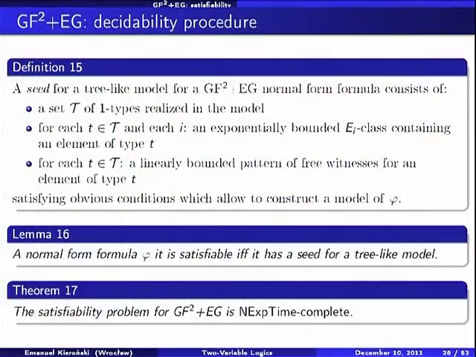This is quite an easy observation. And it follows that the satisfiability problem for this logic is NEXPTIME-complete, because what is the procedure now? Just guess a seed for a model and check that this is a proper seed. Checking the properties of a seed is quite easy. I do not show all the properties which are required, but they are quite natural. For every element, the seed should provide all the required witnesses without violating the for-all formulas.